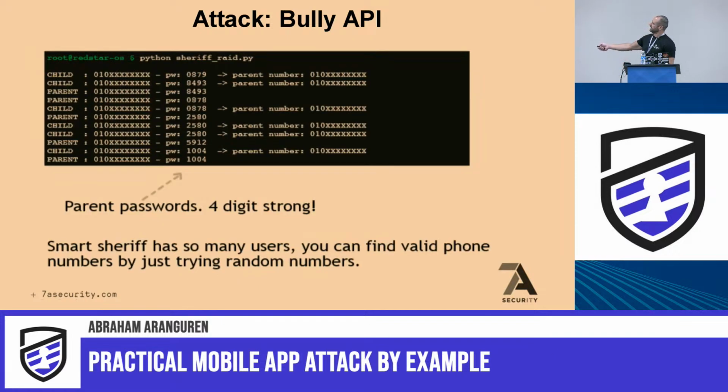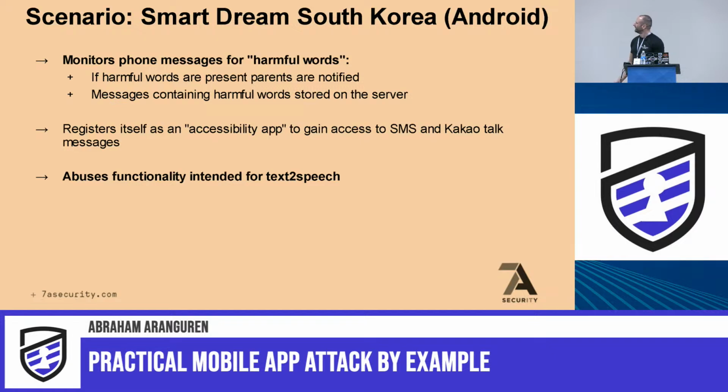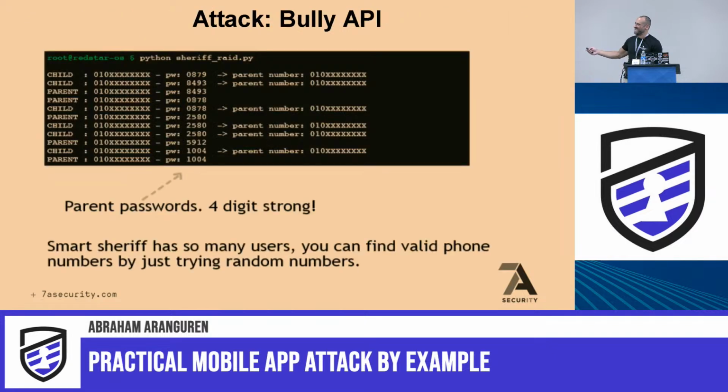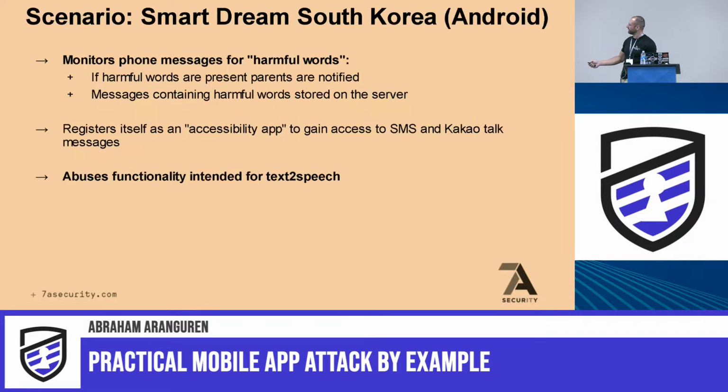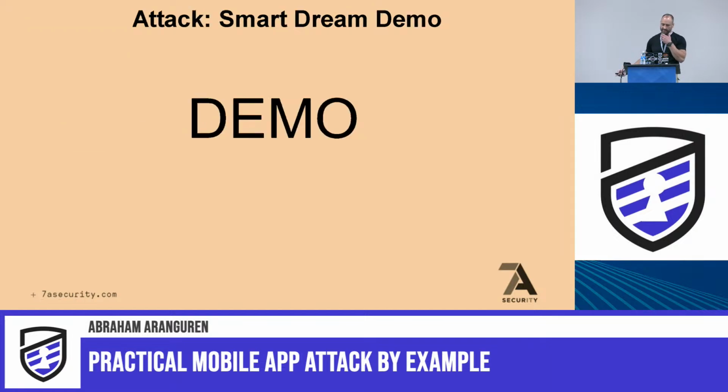And then because everybody in Korea was forced to install this app, you can randomly try phone numbers, and then you would get the parent phone number and the password of the parent, which was also only 4 digits, right? So then this app had a cousin application called Smart Dream. This looked for harmful words. Basically, it was abusing functionality intended for text-to-speech, like for blind people, to tell them what is there.